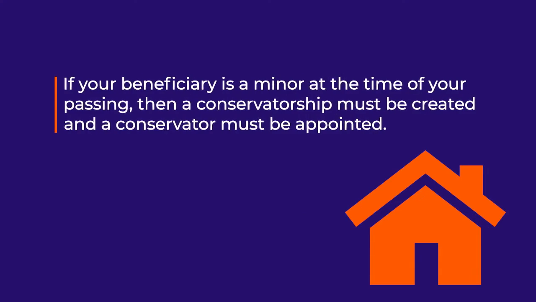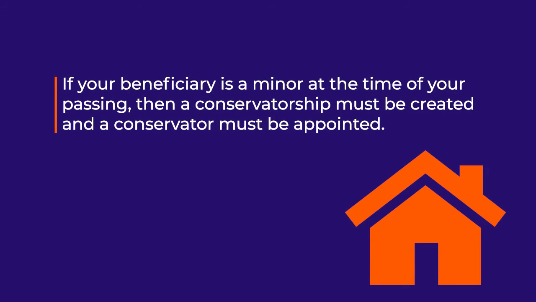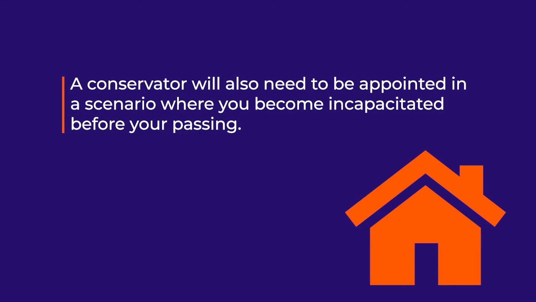And if your beneficiary is a minor at the time that you pass, then there must be a conservatorship created and a conservator appointed, and it will still need to be probated. And if you should become incapacitated for any reason prior to your passing, a conservator will need to be appointed so that the property can be managed.